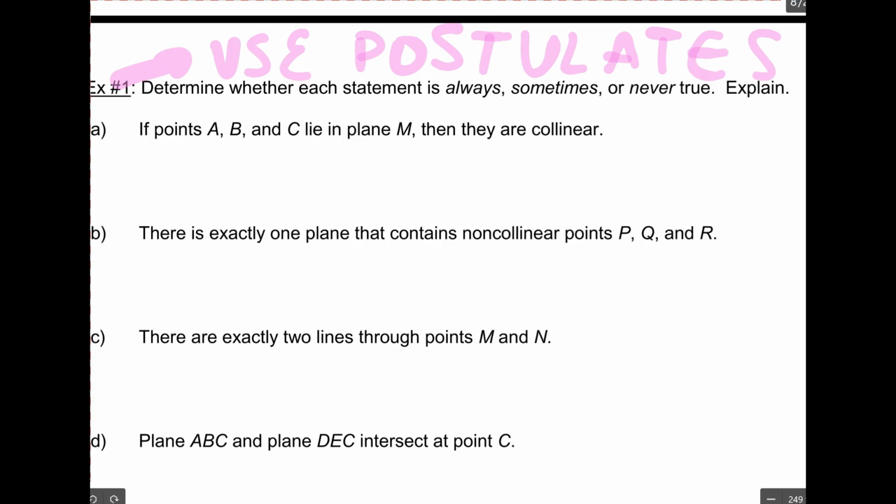All right, so let's vote. Always, who thinks it's always true? If these are on the same plane, they're always collinear. Who thinks they're never true? Who thinks it's sometimes? Hey, tricked ya. Okay, so it is sometimes.